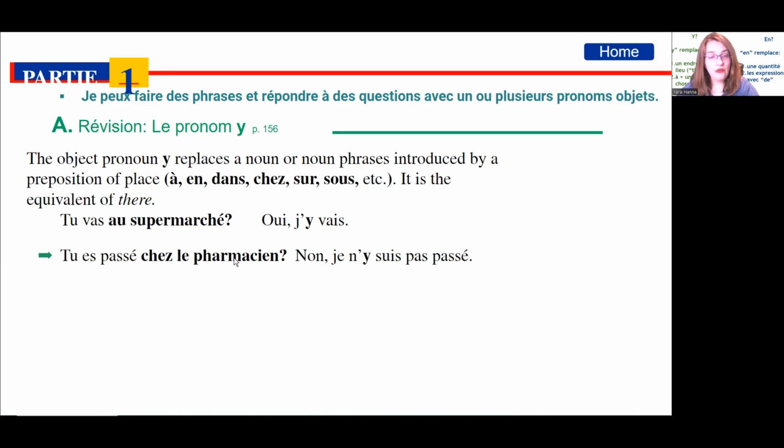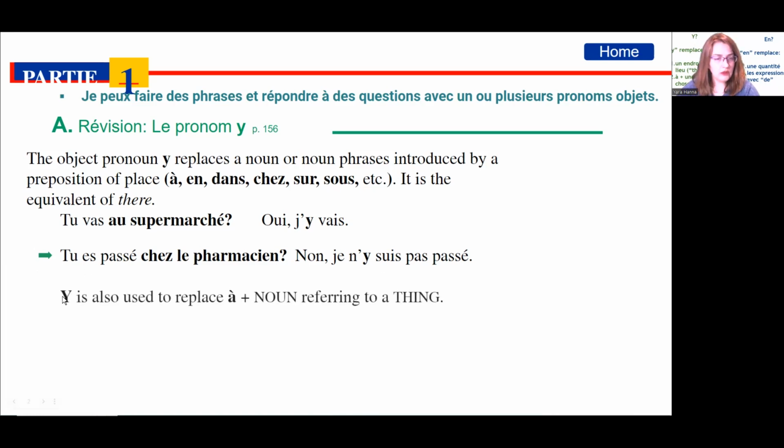Voici un autre exemple. Tu es passé chez le pharmacien. Did you stop by the pharmacist? Non, je n'y suis pas passé. So here we have the passé composé of passé. It uses être in this case. So we put the ne, pas around the helper verb and y is placed before the conjugated verb. D'accord? So we end up with non, je n'y suis pas passé.